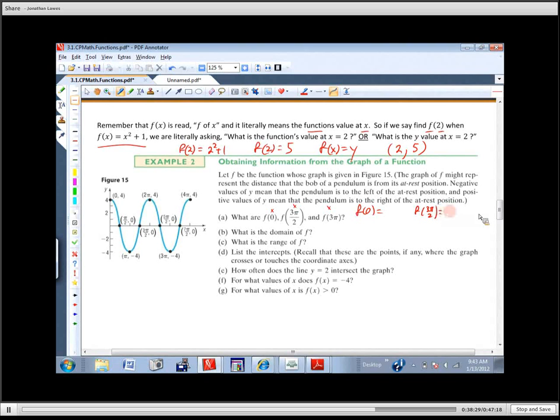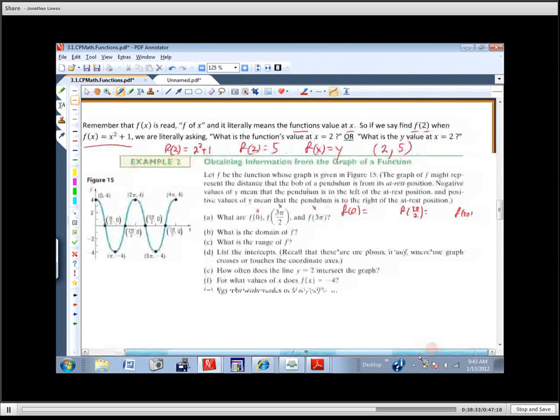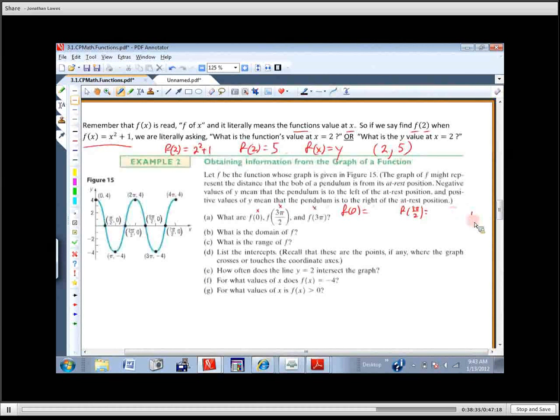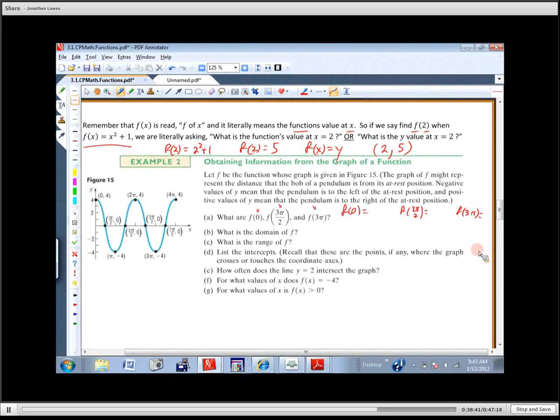So if this is f of 0, which variable are they giving us? Are they giving us the x or the y? They're giving us the x, and they're asking us for the y. Does that make sense? Just like up here, they gave us the 2. We're plugging in a 2, and we got out a 5. 2 is the x, 5 is the y. So the x is 0.